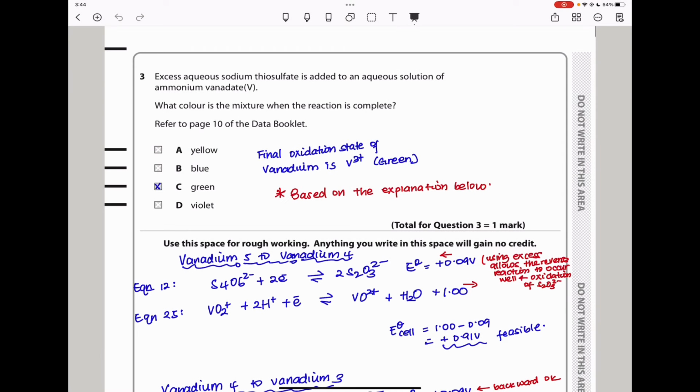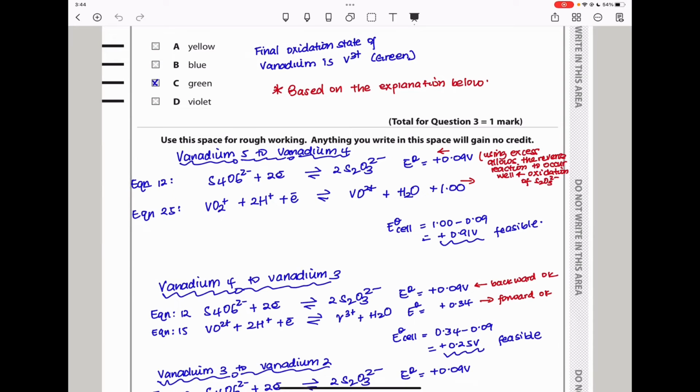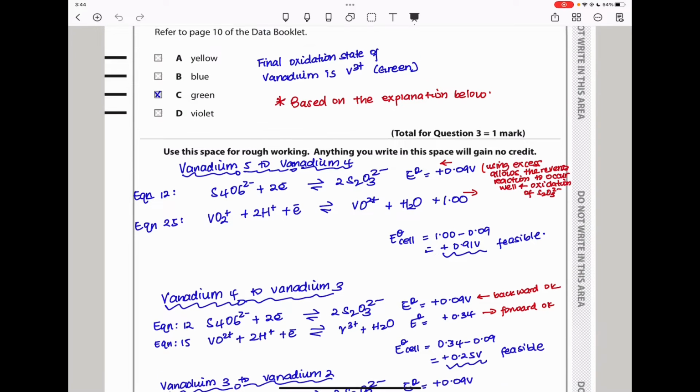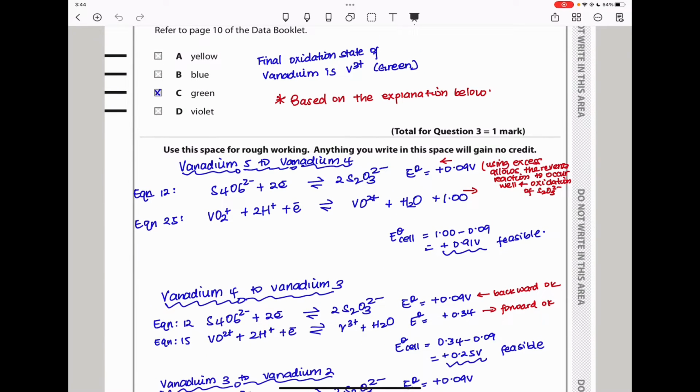Question 3. Excess aqueous sodium thiosulfate is added to an aqueous solution of ammonium vanadate 5. What color is the mixture when the reaction is complete? They want us to refer to page 10 of the data booklet. So, of course, I went to that page 10 and I listed the equations that I found. Remember, the reaction is between vanadium 5 and thiosulfate. So if the reaction is between those two, this equation should be going in that direction and this equation should be going in that direction.